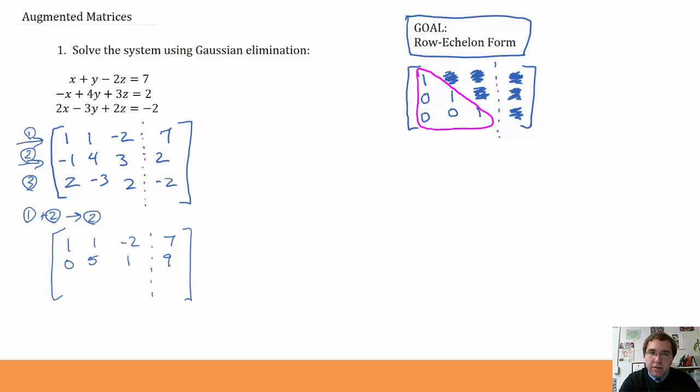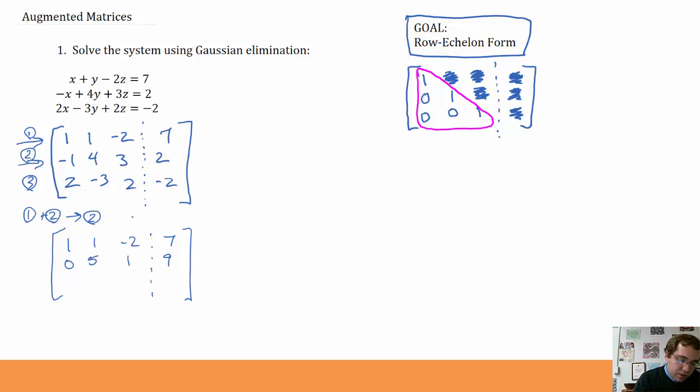Now I keep going down that first column, and I want the 0 in that bottom left corner. So I want to add 2 rows together in a way that cancels out the 2 that I have in that bottom left corner. Well, one thing I can do is multiply a whole row by a number. So if I were to multiply the top row by negative 2 and add that to the bottom row, I'll get a 0 on that bottom left corner.